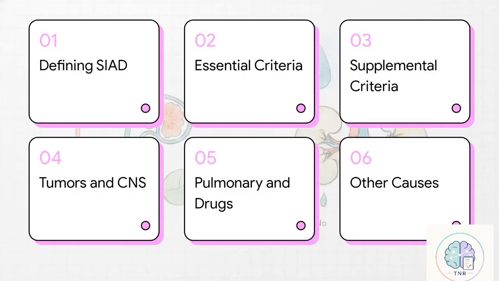Here's our roadmap for this session. 1. Defining SIAD. 2. Essential diagnostic criteria. 3. Supplemental diagnostic features. 4. Etiologies covering tumors and the CNS. 5. Etiologies covering pulmonary issues and drugs. And 6. Other causes of SIAD.